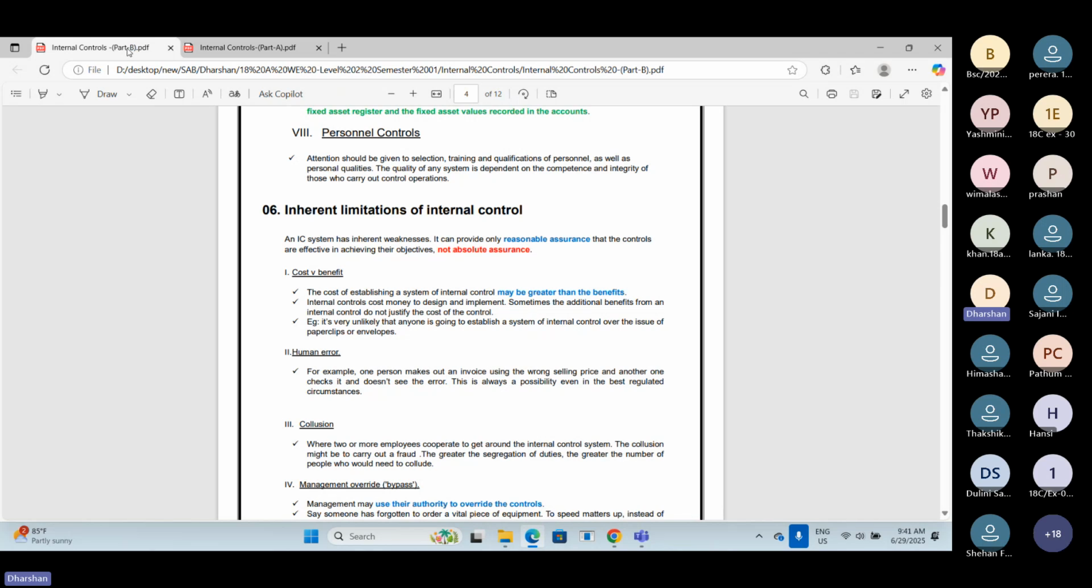Out of that 50 processes, 3 processes are out. They did not implement controls. So then how can we give 100% assurance? We can't give 100% assurance. That 100% assurance is called absolute assurance. So we can't give absolute assurance on internal control.